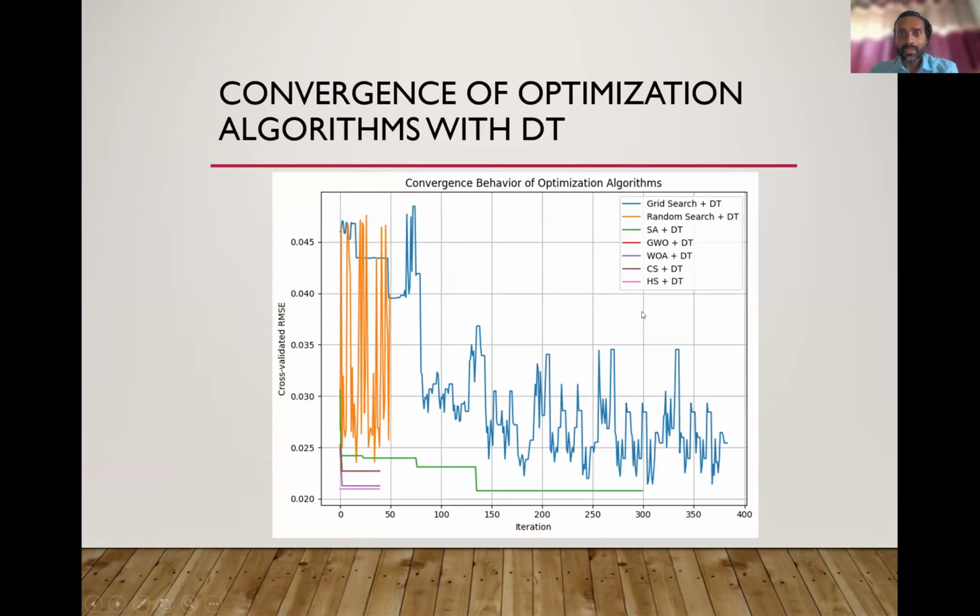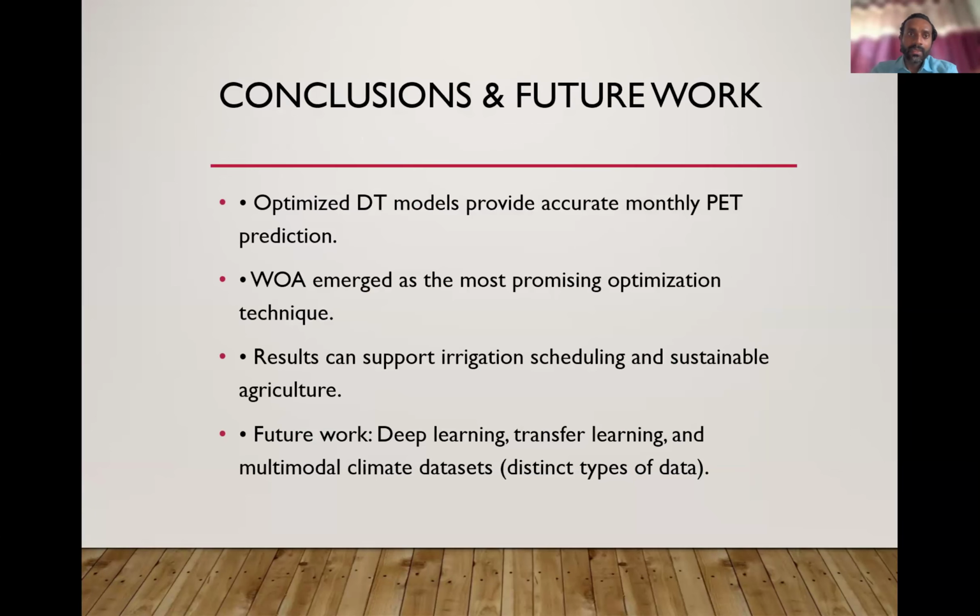Here we can see the whale optimization method converges too fast as compared to the others. In conclusion, the optimized DT model provides accurate monthly potential evapotranspiration prediction, and the whale optimization algorithm emerged as the most promising optimization technique.